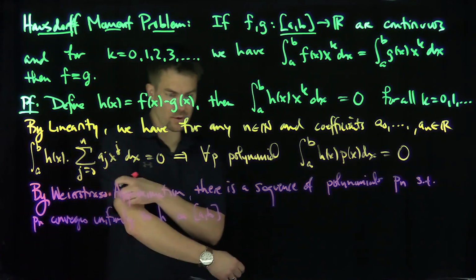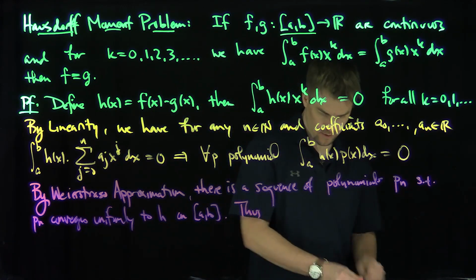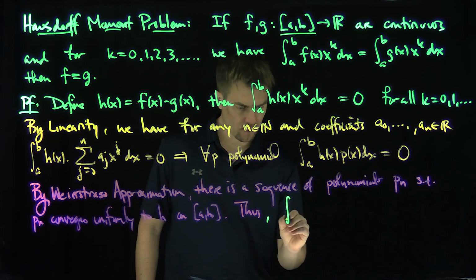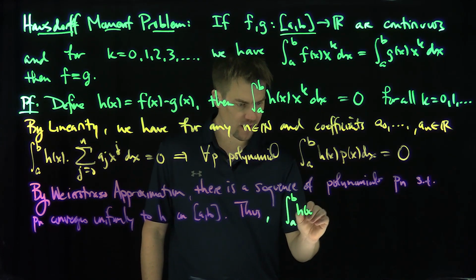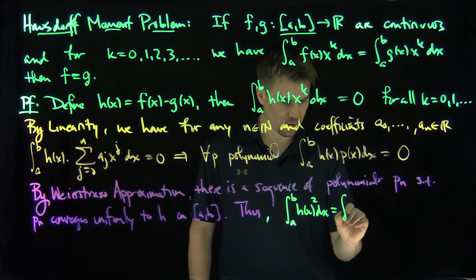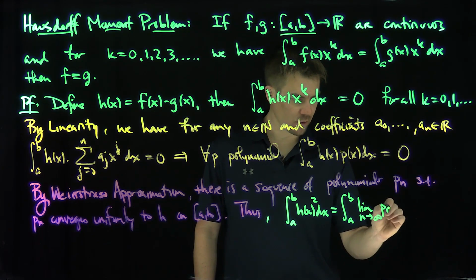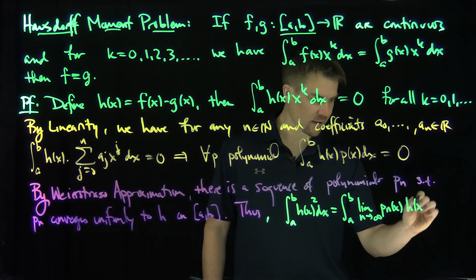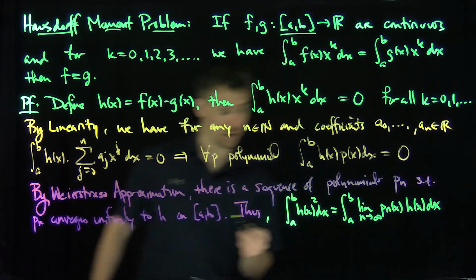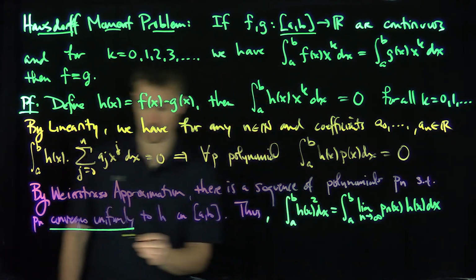I can conclude, by the uniform convergence, thus, we have the integral from a to b of h of x squared dx is going to be the integral from a to b of the limit as n goes to infinity of these polynomials Pn of x, h of x dx. That just comes from the definition. Of course, I can pull this limit out of the integral by uniform convergence. Since the convergence is uniform over a compact set, I can pull that limit out.